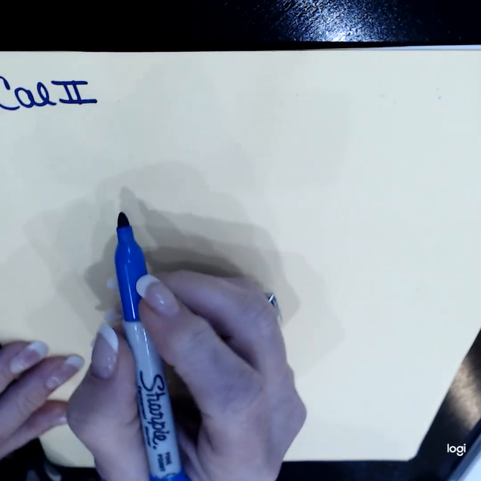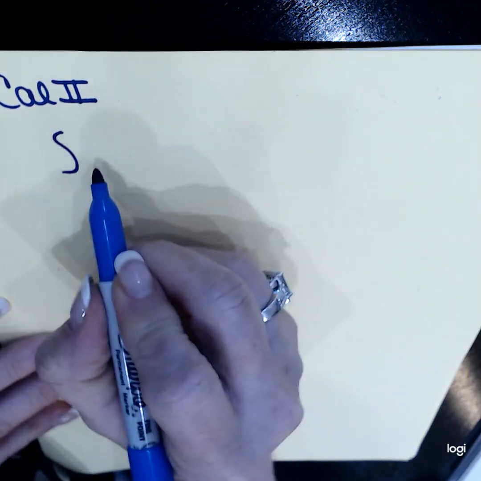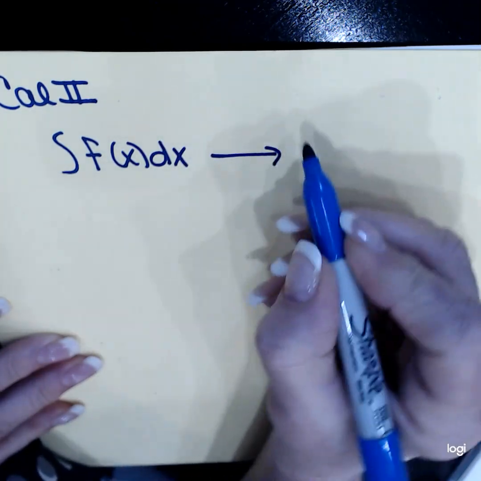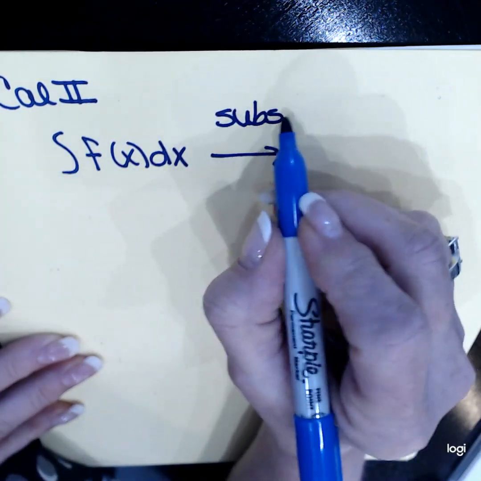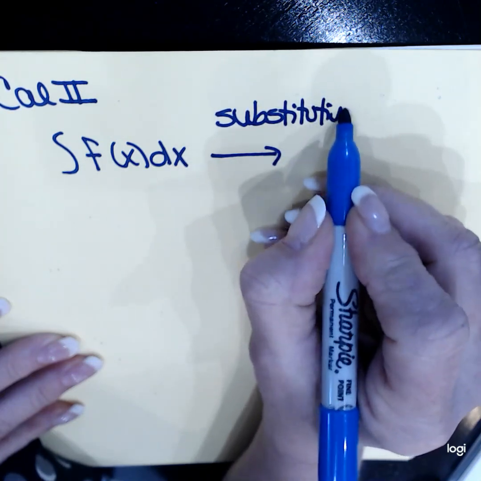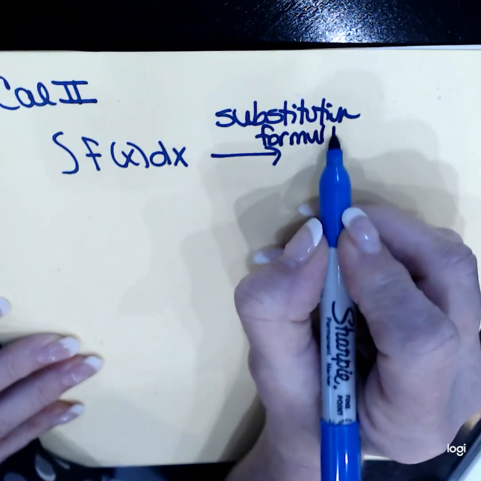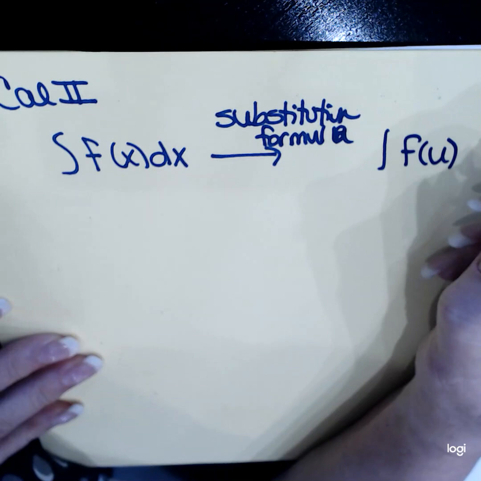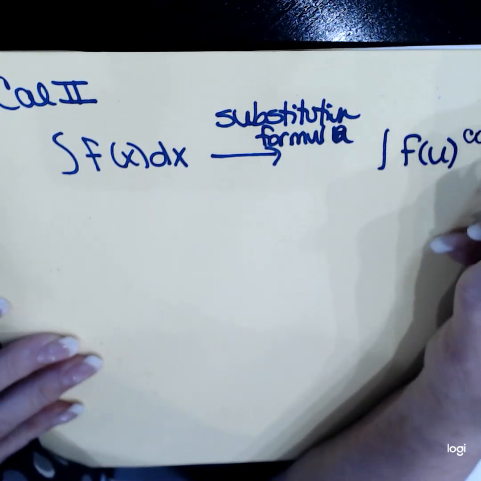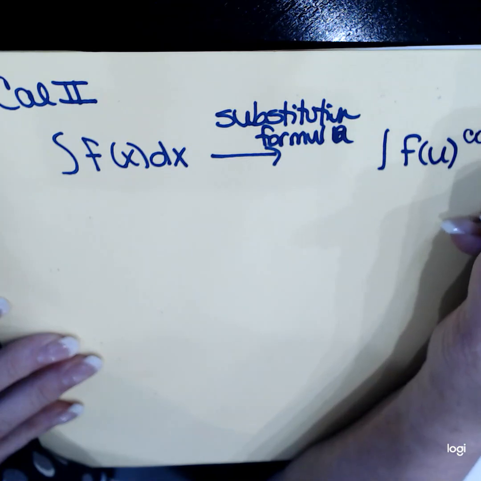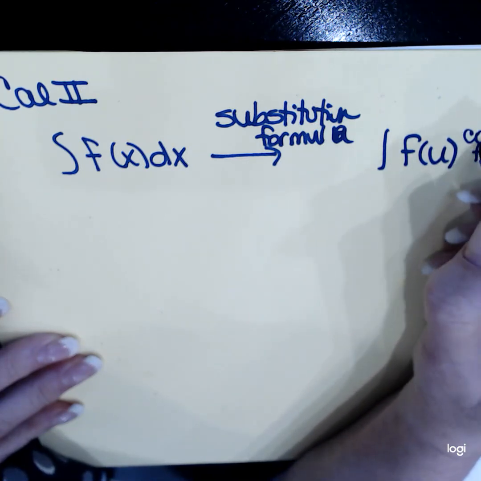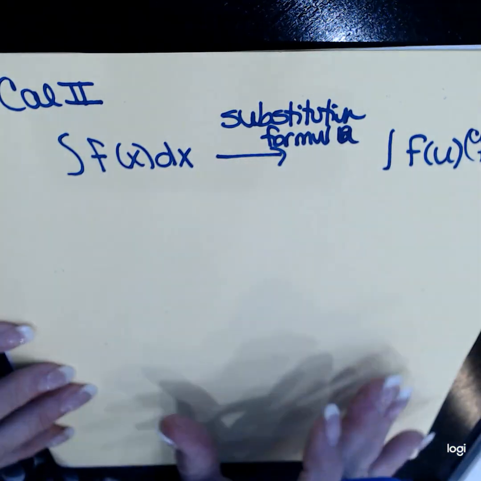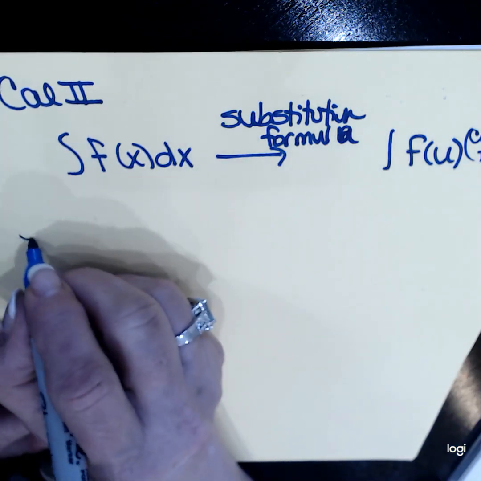If we remember, we were able to take a function of x and use something, I think your book called it the substitution formula, and convert it over to a function of u times a conversion factor times du. We didn't actually call it that back then, but that's what we were doing. Let's look at an example of what I mean by that.